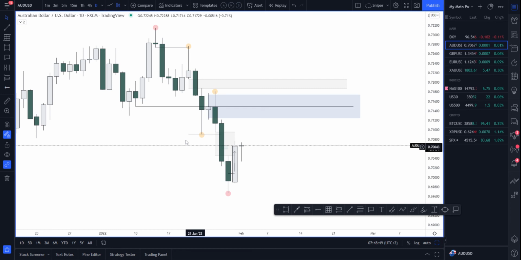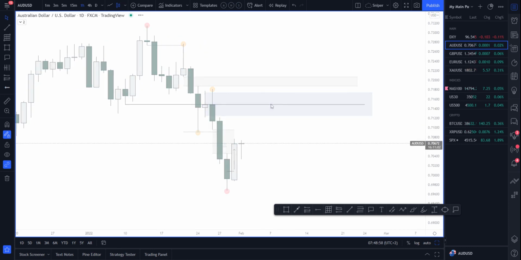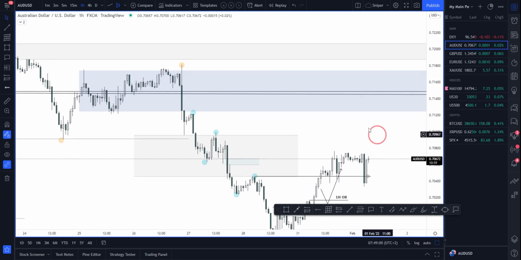So that shows us that there's some orders and some institutional order flow in this area, just because it ranged and then broke structure. That's all we need to understand from that, in my opinion. Let's have a look at the 1 hour.